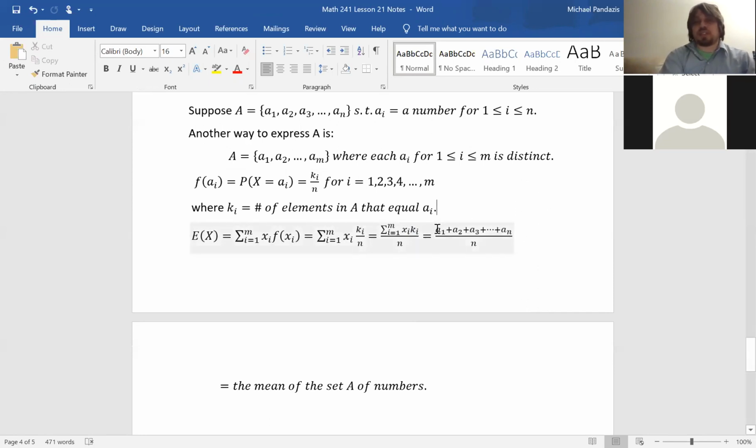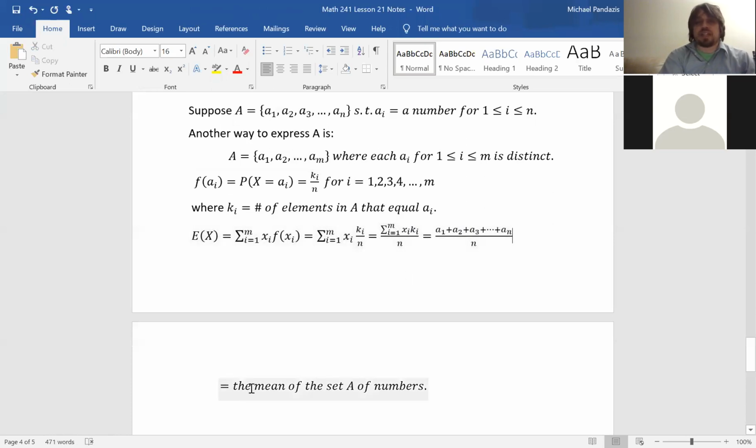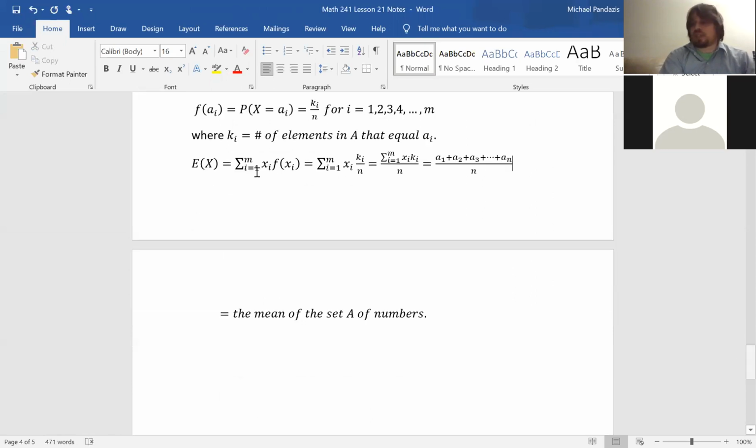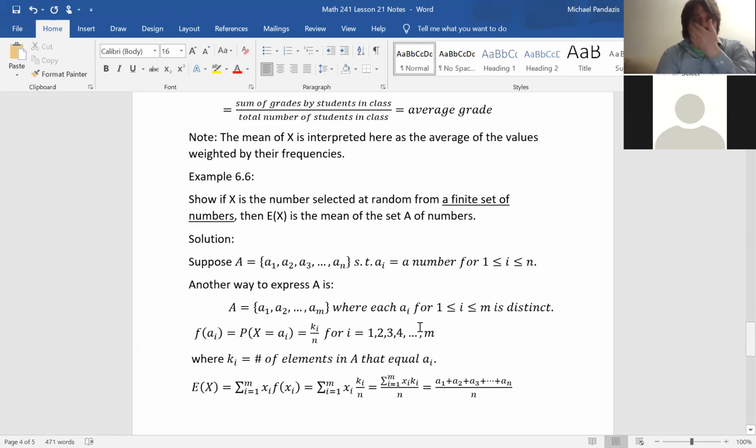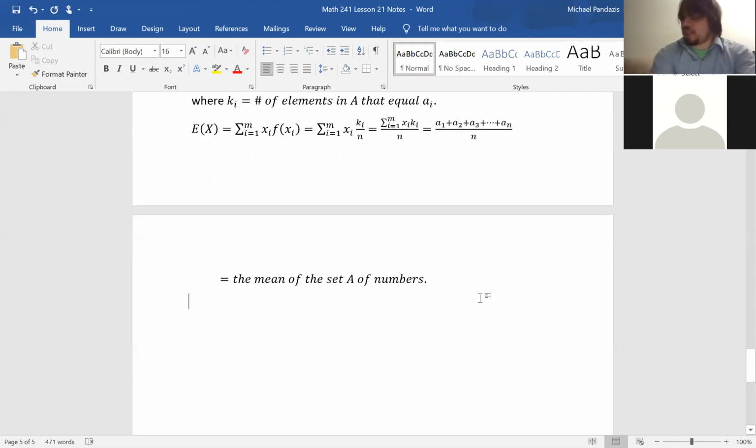So instead of adding all the elements in the set directly, you're grouping them into the ones that are the same, and then you're taking each value and multiplying it by the number of times it appears in the sum. And then you're adding those products, and that's just a faster way of finding the total sum. Okay, and so that's why this sum represents the sum of all the elements in the original set. And you're dividing by n, and when you add everything in a set and divide by the total number of elements in the set, that's the mean of the set of numbers. So the expected value is the mean of that set. Okay, and so we accomplished the goal we were trying to do. We want to show that E of X is the mean of the set A of numbers. That's E of X. And so we are now done with that example.